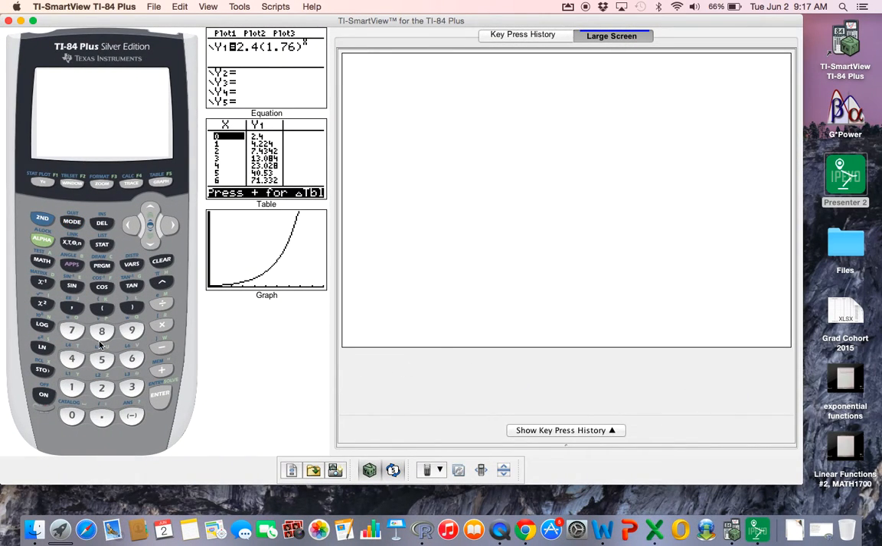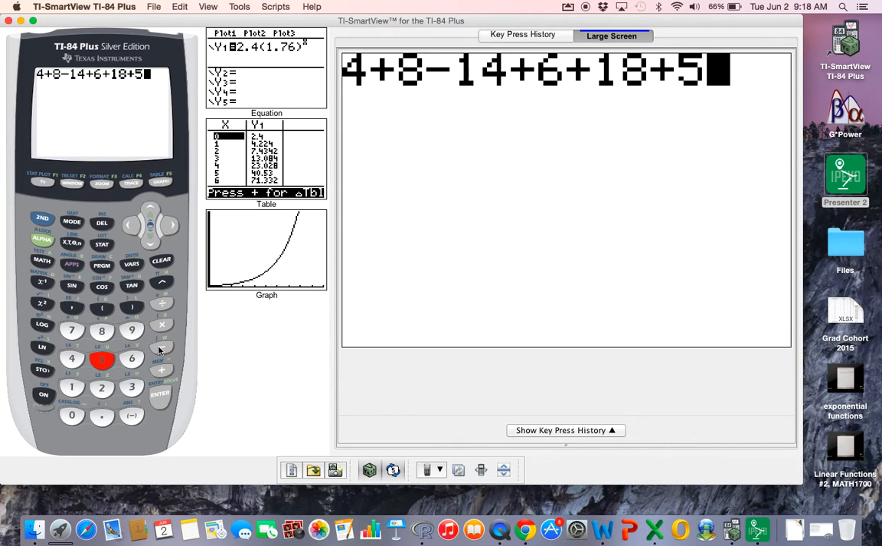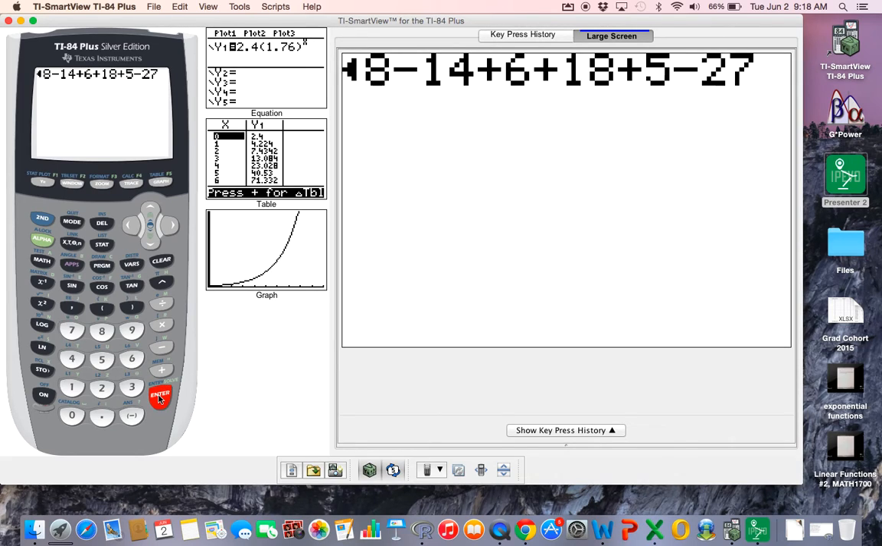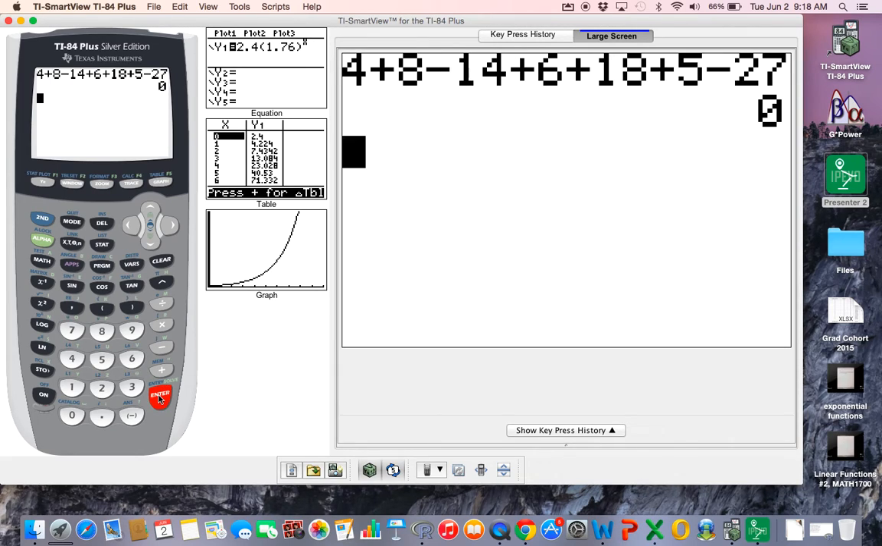So I have the first is 4 plus 8 minus 14 plus 6 plus 18 plus 5 minus 27. Kind of a drum roll, please. What are we going to get there? We get 0.